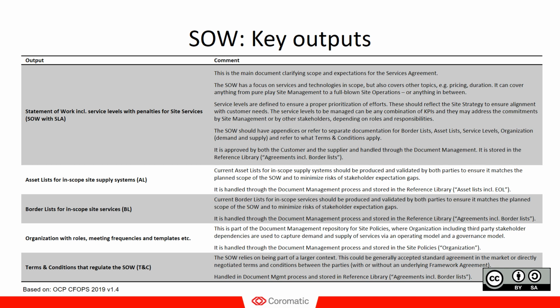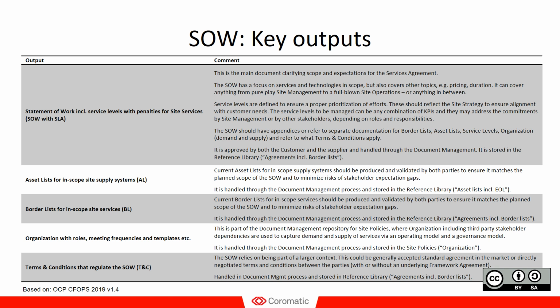It could be generally accepted standard agreements in the market, or specifically negotiated terms and conditions, with or without a framework agreement underlying that. And this is handled in the document management process: the terms and conditions, as well as the SOW and all these different asset lists and border lists and so forth. These things are handled in the document management process and stored, some of them in site policies, but most of them in reference library agreements, including border lists, for example. So this is one type of key outputs of the transition.